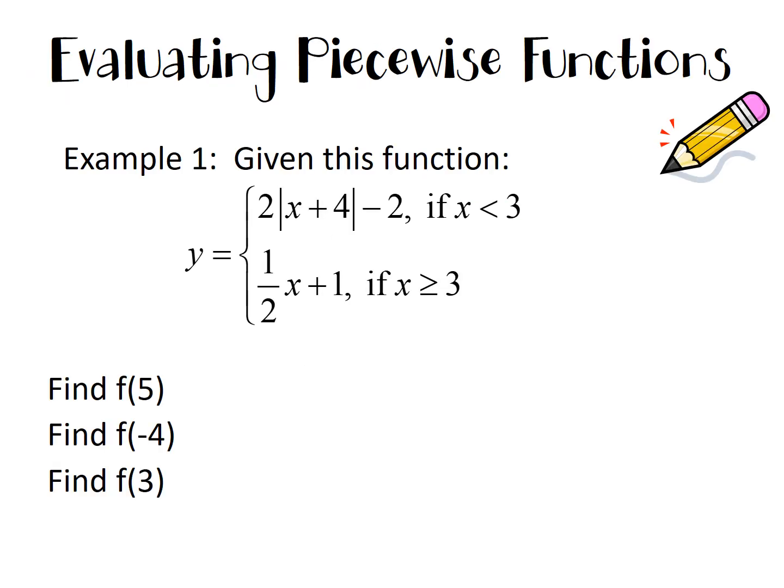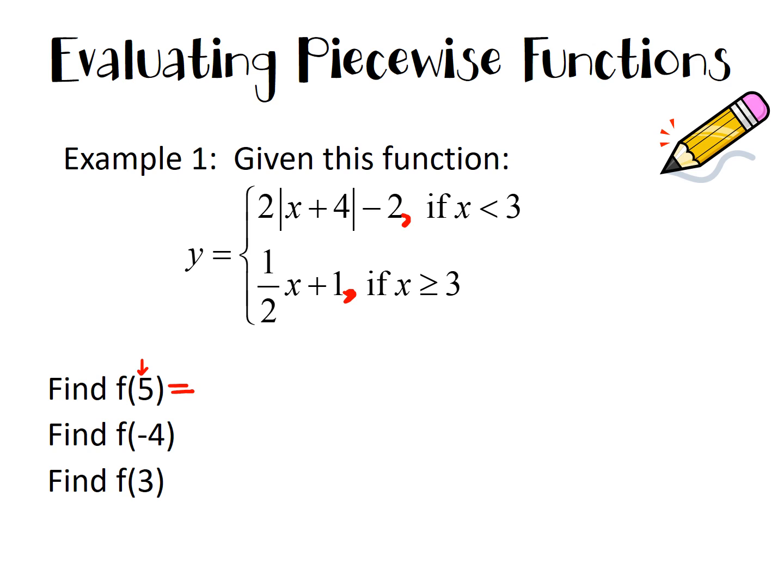So we're going to start with piecewise functions by evaluating them, or finding the y value when we've been given an x value, just from looking at the function. So in example 1, we're given this piecewise function and it says that y is equal to 2 times the absolute value of x plus 4, minus 2, when x is less than 3. And then our function is equal to 1/2 x plus 1 when x is greater than or equal to 3. So we need to find the y value when we've been given x is equal to 5.